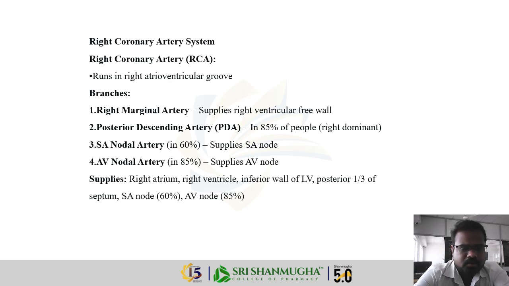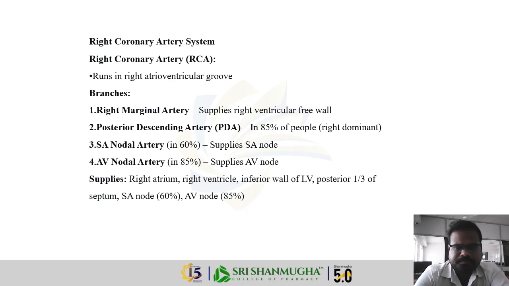And then the AV nodal artery supplies the AV node. So all these supply the right atrium, right ventricle, inferior wall of the left ventricle, posterior one-third of the septum, and the SA node 60%, then the AV node 85%. So these are all the right coronary artery branches that supply all the parts of the heart.